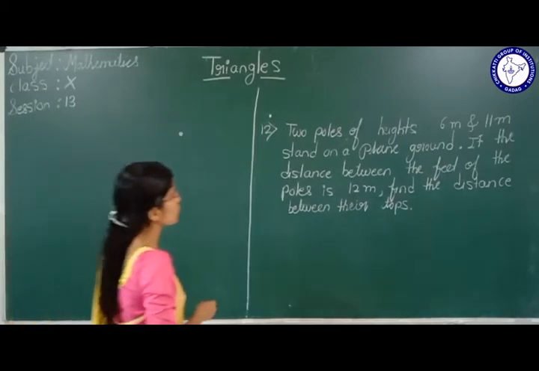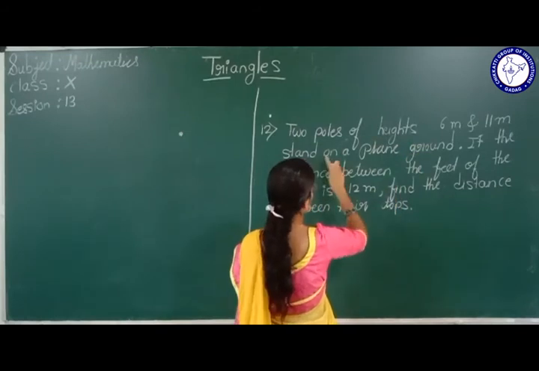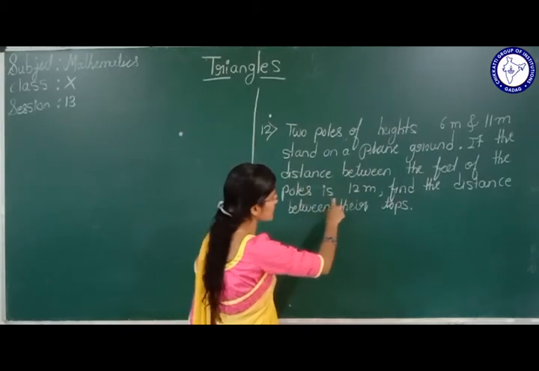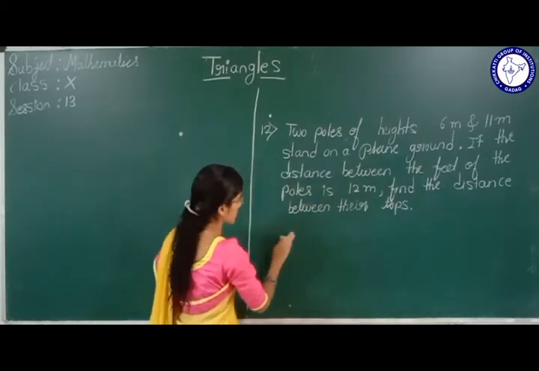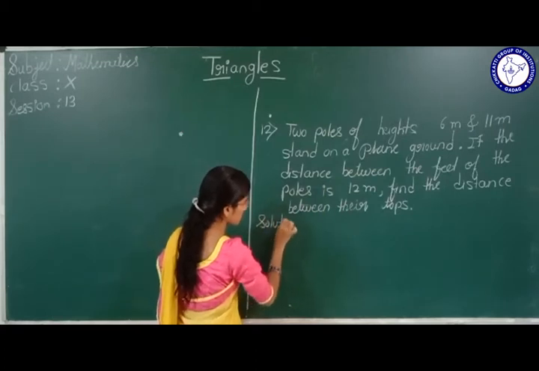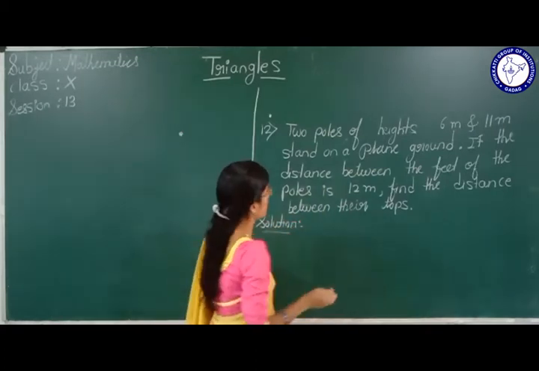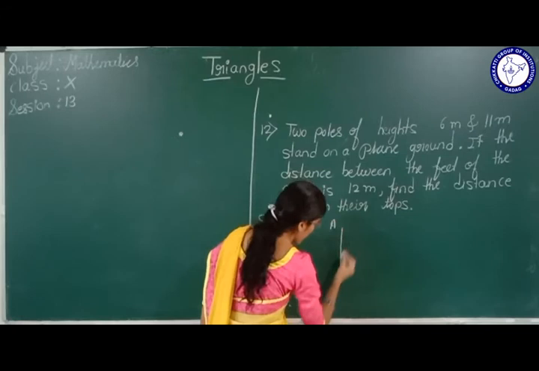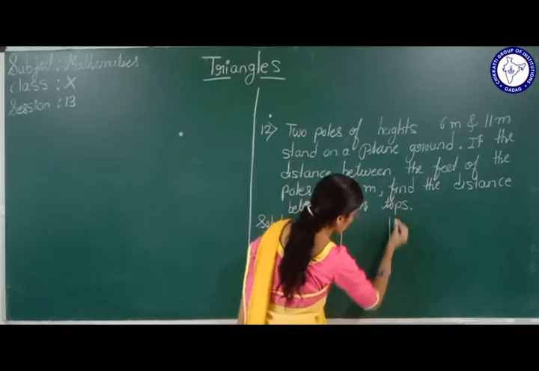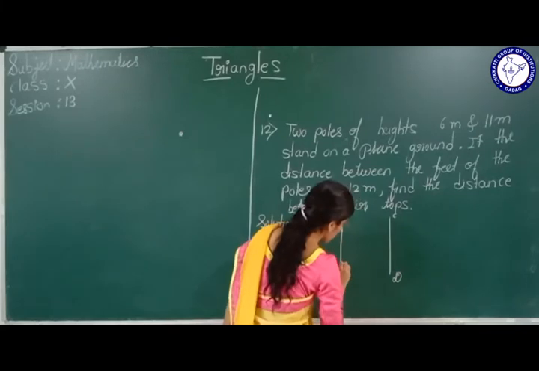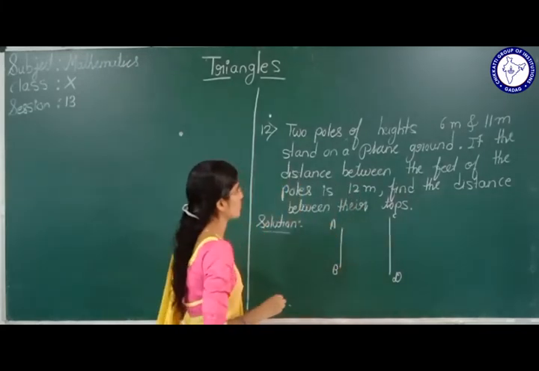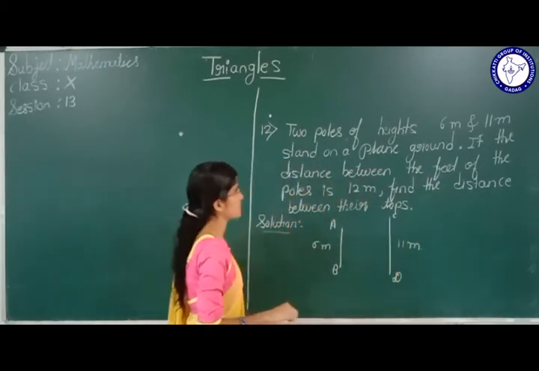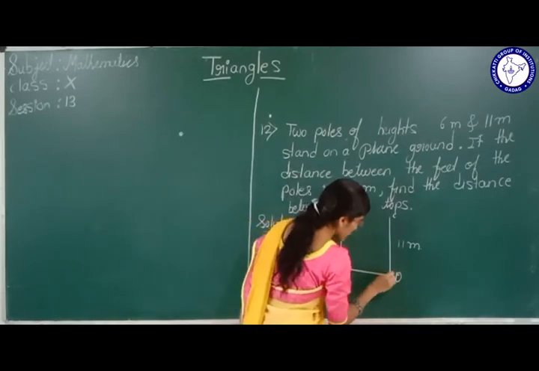See here, two poles of heights 6 meter and 11 meter stand on a plain ground. If the distance between the feet of the poles is 12 meter, find the distance between their tops. See here, solution. Two poles are given, okay? We will draw that. See, let AB and CD be the two poles, okay? They are given height 6 meter and here they are given 11 meter. Okay, they are standing on a plain ground.